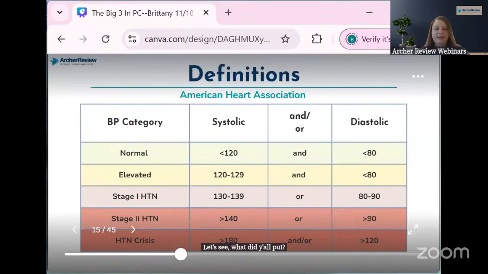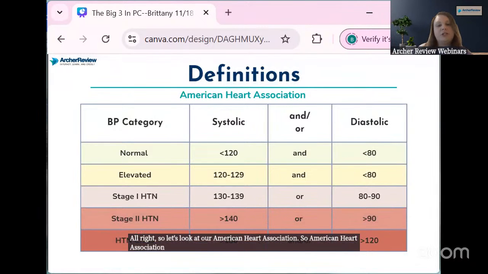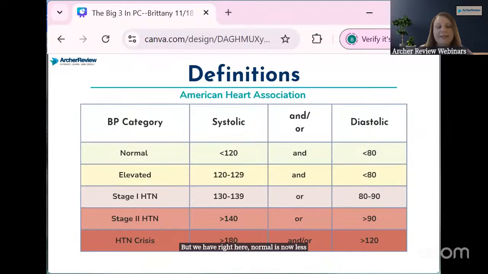All right, so let's look at our American Heart Association. The American Heart Association has come up with some newer, stricter guidelines in recent years. But we have right here, normal is now less than 120/80. So when I first started nursing school, that was considered normal. Now less than that is normal.